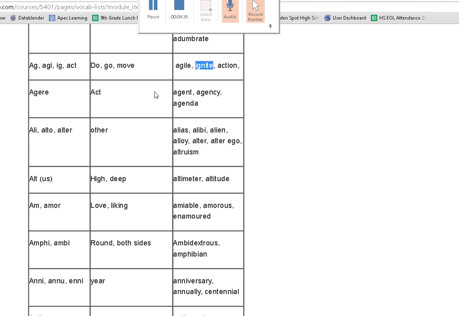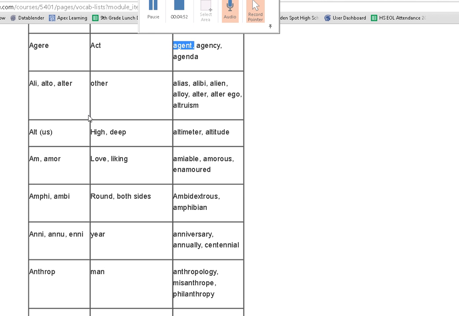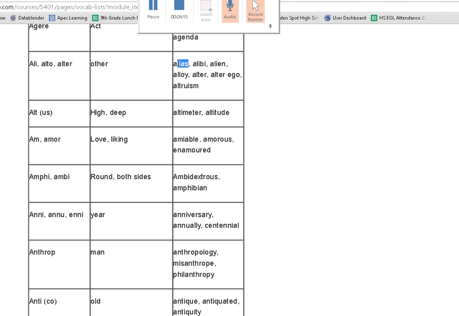Agere means to act, as in an agent or agency, organization or representatives who act out something that needs to be done according to that business. Ali, alt, or alter mean other. If you have an alias, it is another name that you go by. An alibi is another story for why you were at a place. Like if you are a murder suspect, they'll ask you for your alibi. You know, you have a cover-up story. Alien to you means it's foreign to you, seems like it came from somewhere else.